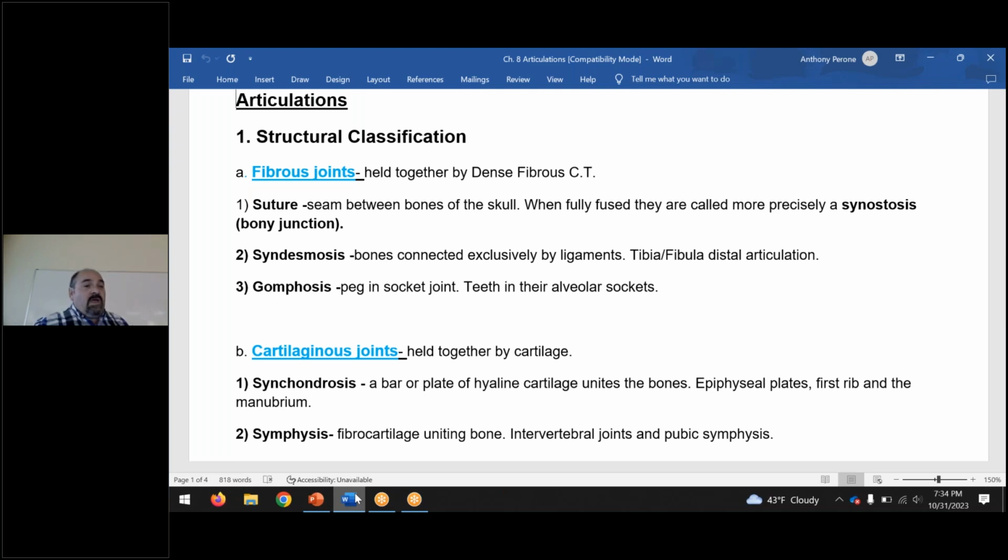Fibrous connective tissue. On my note packet, you'll see here that there's suture, syndesmosis, and gomphosis. So should your teeth be moving? Well, maybe if you have scurvy or any other kind of issues going on, but they should not be moving, right? They should not be movable. So that's a tooth in a socket.